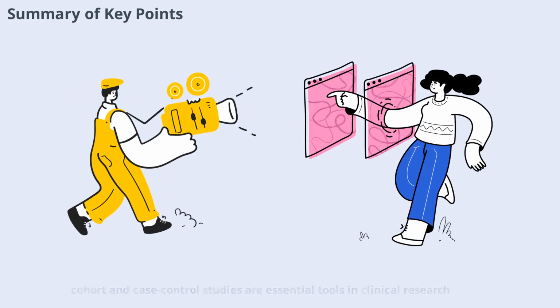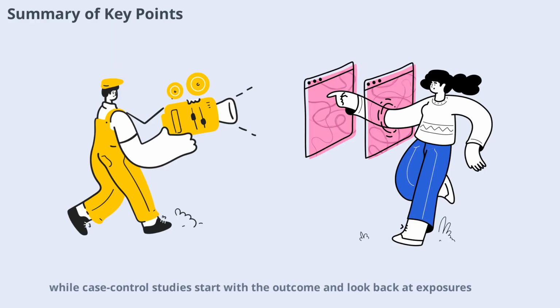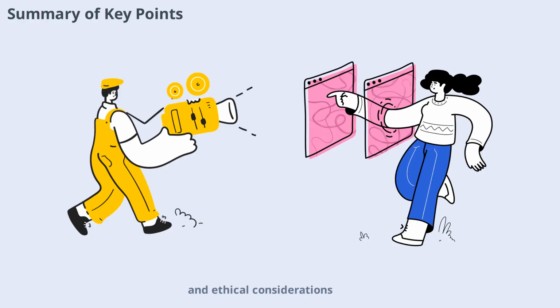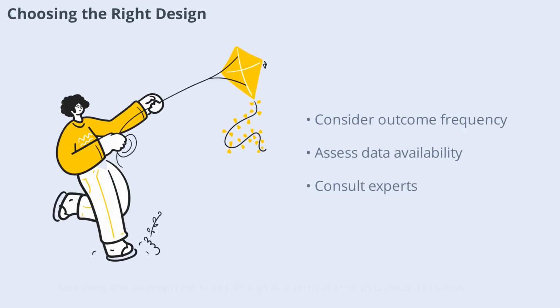Recap: cohort and case control studies are essential tools in clinical research. Cohort studies follow groups over time from exposure to outcome, while case control studies start with the outcome and look back at exposures. Each design has unique strengths and limitations, and the choice depends on the research question, available resources, and ethical considerations. Selecting the appropriate study design is a critical step in clinical research.